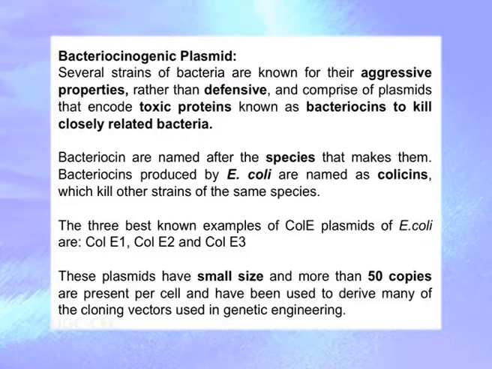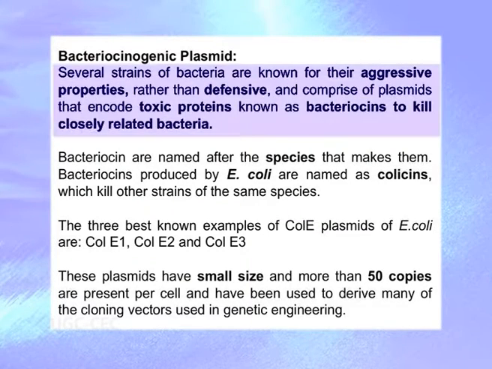The next category of plasmids that we are going to discuss is bacteriocinogenic plasmids. There are certain bacteria that are known for their aggressive properties rather than their defensive properties, and these aggressive properties are due to the existence of a plasmid that synthesizes toxic proteins that kill bacteria which are near relatives of that bacterium.